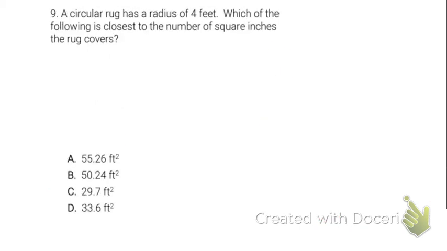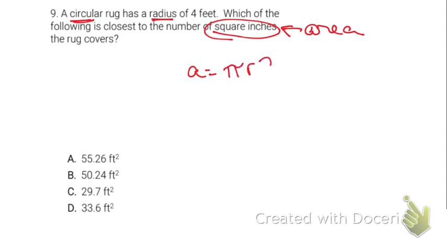Okay, number 9, a circular rug has a radius of 4 feet. Which of the following is the closest to the number of square inches? What does that mean? That's the key word. Square inches means area. So area of a circle tells us it's circular. Pi r squared, and that means pi times radius times radius. It already gives me the radius, so I don't have to cut it in half. 4 times 4 is 16 times pi.